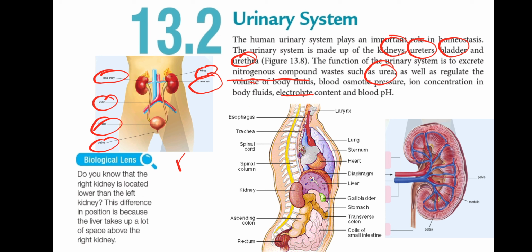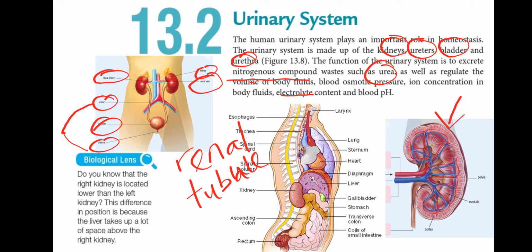Then you see the word renal. Renal means kidney. When you see renal tubule, it refers to all the tubes involved in the kidney, which are these two: renal artery and renal vein. Later inside this kidney, where we cut across, we have a lot of renal tubules with other names.